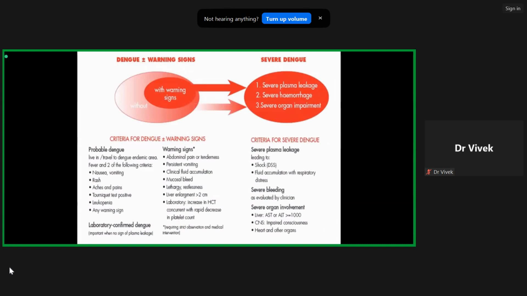The WHO classified dengue fever into three groups in 2009, that is probable dengue, dengue with warning signs, and severe dengue. The 7 warning signs are very important to know because these have to be assessed in any dengue fever cases, and if these signs are positive, the patient has to be admitted in hospital and closely monitored.